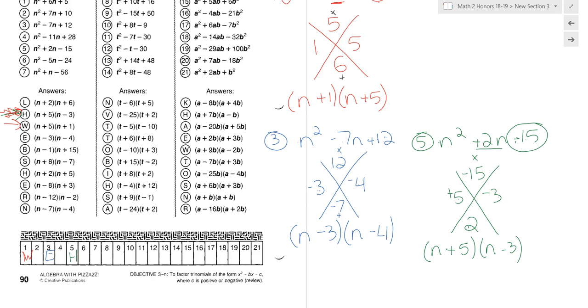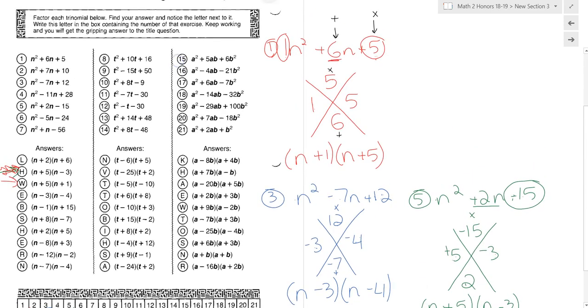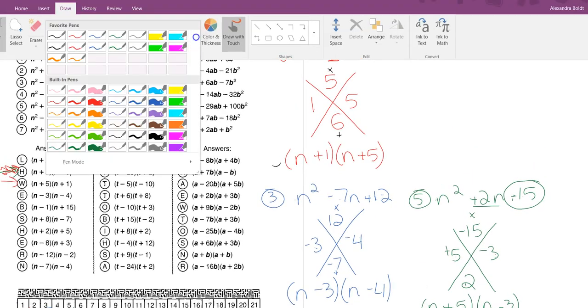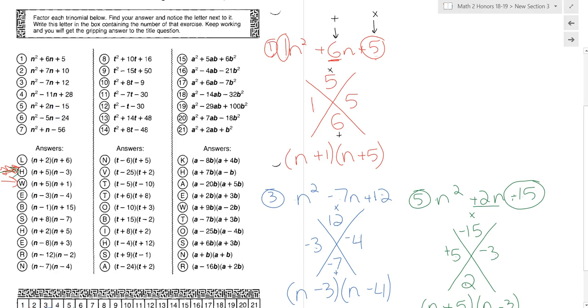All right, the rest are very similar to that except for the last column. So I want to go over one of those. So we're going to look at, let's look at 18.